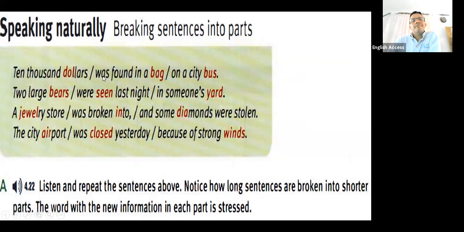$10,000 was found in a bag on a city bus. 2 large bears were seen last night in someone's yard. A jewelry store was broken into and some diamonds were stolen. The city airport was closed yesterday because of strong winds.